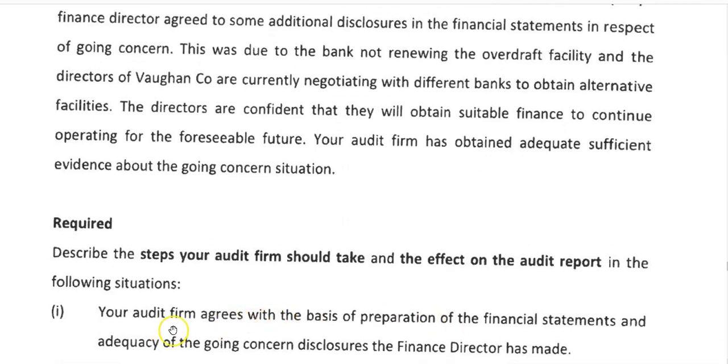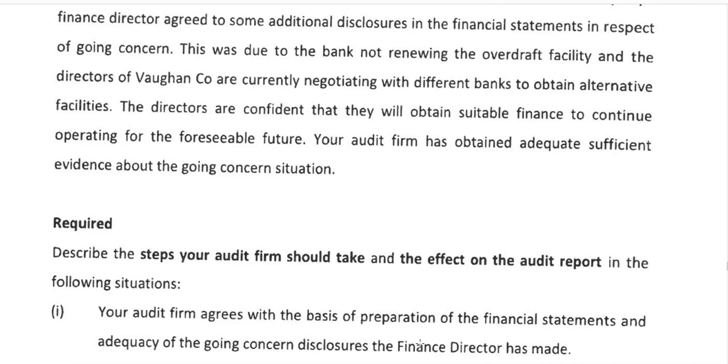So, number one, we agree with the base of preparation, i.e. the going concern basis, and we agree with the adequacy of the going concern disclosures the finance director has made. So really your answer then should say that the accounts are correct, the going concern basis is correct. So a non-modified opinion, the accounts are true and fair. In our opinion, the accounts are true and fair. And then mention that there is a material uncertainty which has been correctly disclosed.